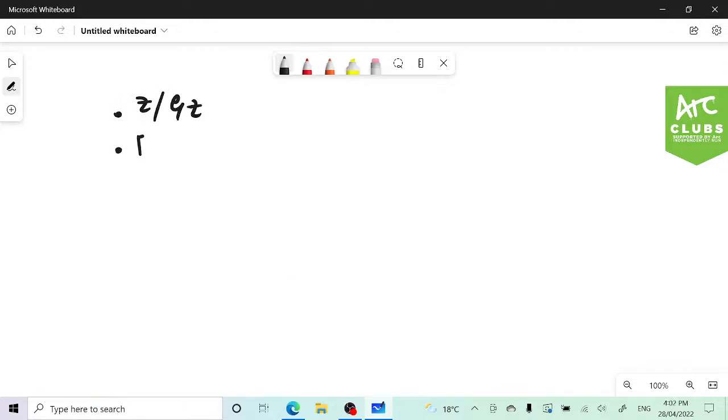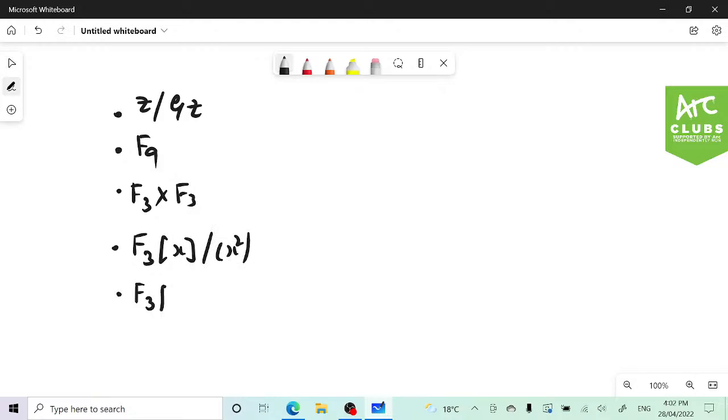The second one is F9, the third one is F3 cross F3. We're going to look at F3[x] mod x squared, so x squared minus 1, and F3[x] mod x squared plus 1.